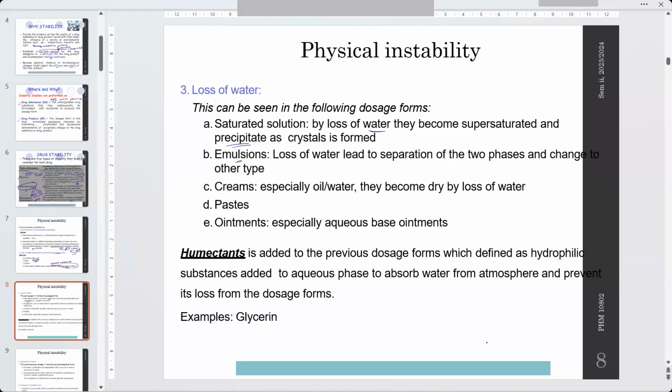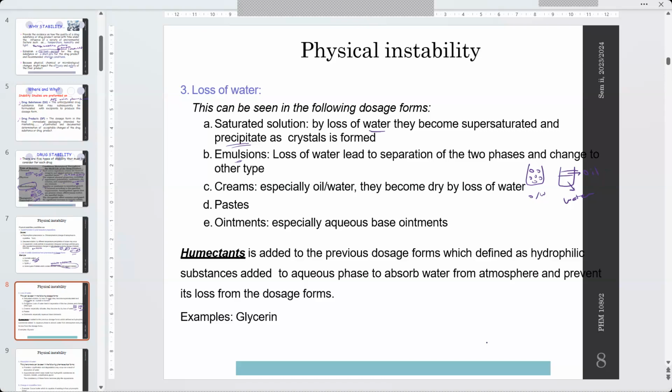So instead of having oil droplets, for example, in the case of oil-in-water emulsions, homogeneously distributed within the aqueous phase, you will have separation. You will have two layers. One layer is oil and the other layer is water. Separation of emulsions in general is called a physical instability, whether water is lost or not. Okay, so there are several factors that may cause separation of emulsions other than water loss.